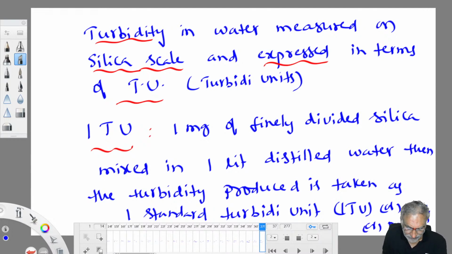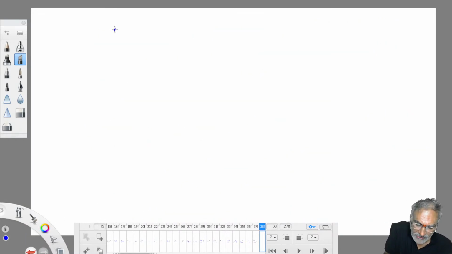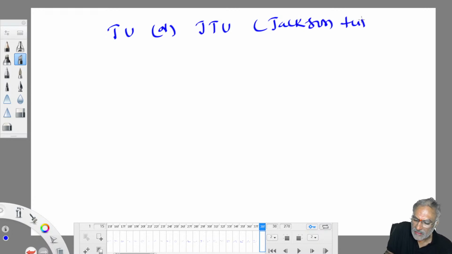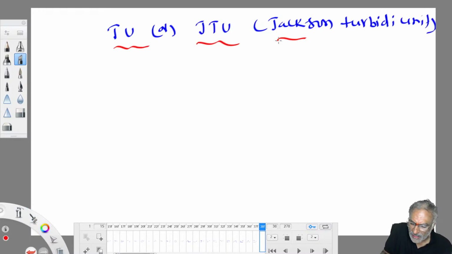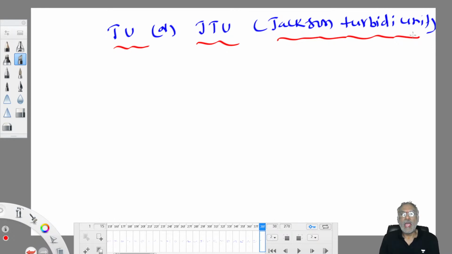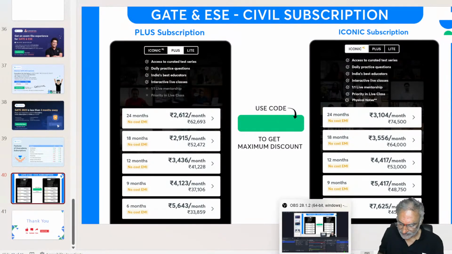This was proposed by Jackson, so it is also known as the Jackson turbidity unit, JTU. People also call it JTU, or simply TU, or simply milligram per liter, or simply ppm. You can express it like that also. There is no objection from anybody; you can express it in whichever way you are comfortable and convenient. Understood? Hope it is clear to you.